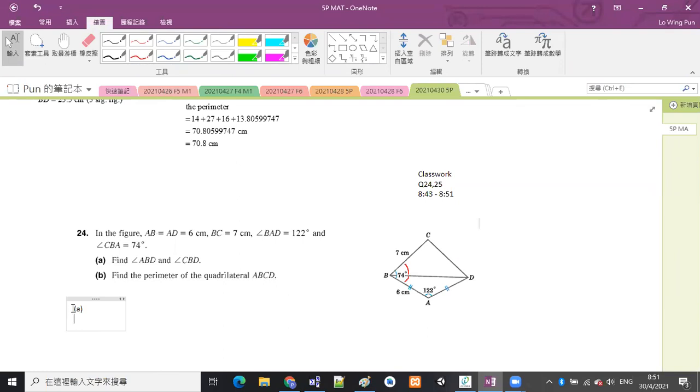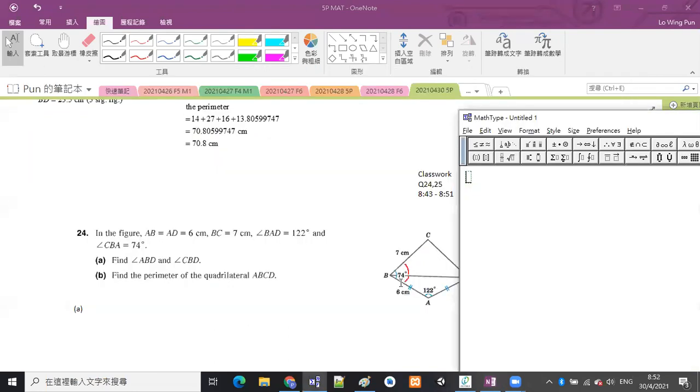Is there any feature? Okay, so there's an isosceles triangle in this diagram. Triangle ABD is an isosceles triangle, and we know the third angle, 122 degrees, right? Which means that we can calculate the two base angles, angle ABD and angle ADB.